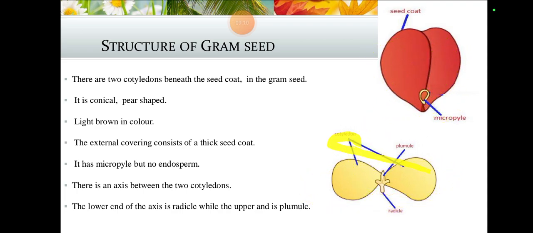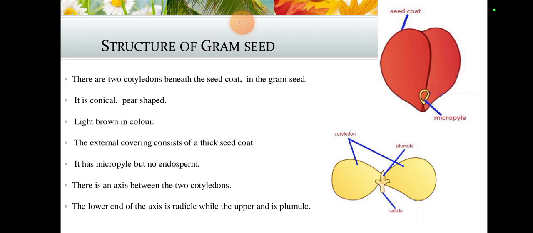Okay, here these are the cotyledon, this is the plumule, this is the radicle, and over here is the micropyle. It is conical, pear shaped, and light brown in color. Of course, the gram seed is light brown in color, the original shade, and it has the same shape. The external covering consists of a thick seed coat, and of course it's for protection. It has a micropyle but no endosperm.